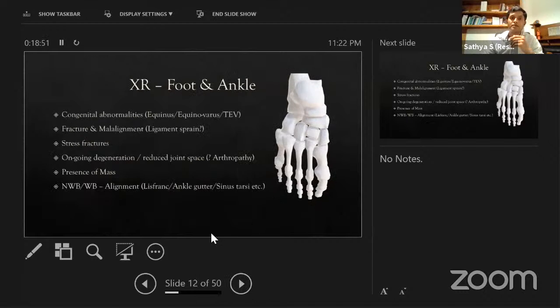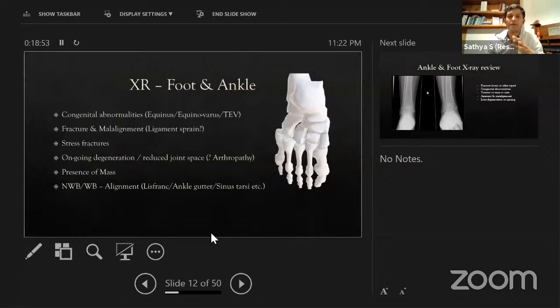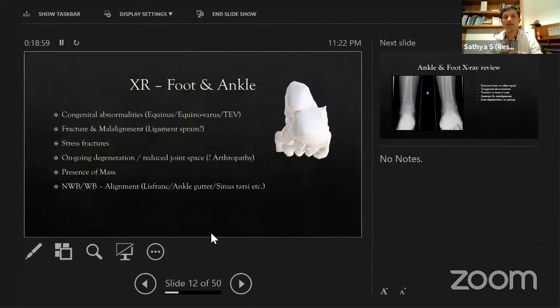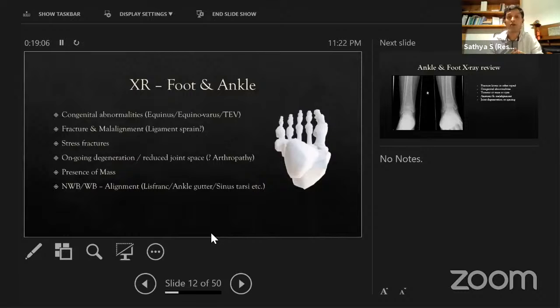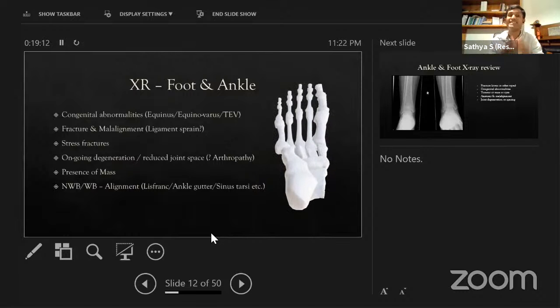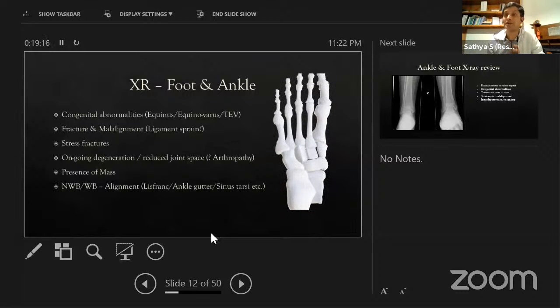So the X-ray of the foot and ankle, we have to understand why we do it. Is there any congenital abnormality like equinus, equinovarus or talipes equinovarus, or sometimes a fracture malalignment? If there is any malunion or a wrong union or a non-union, we have to understand those areas.